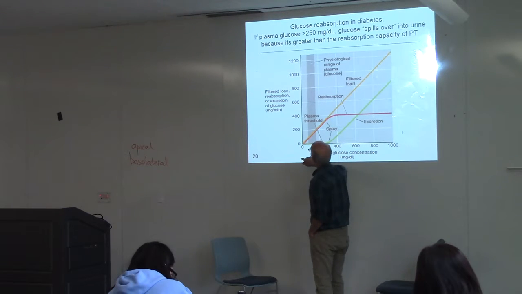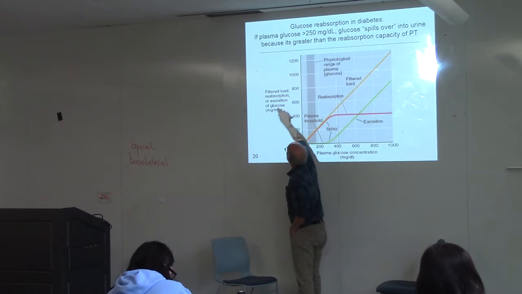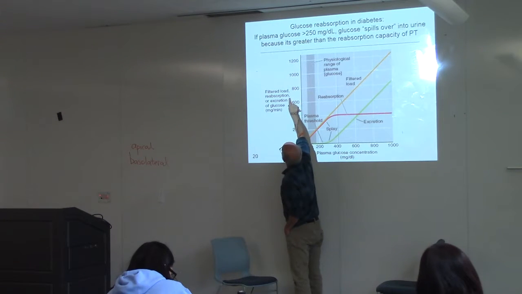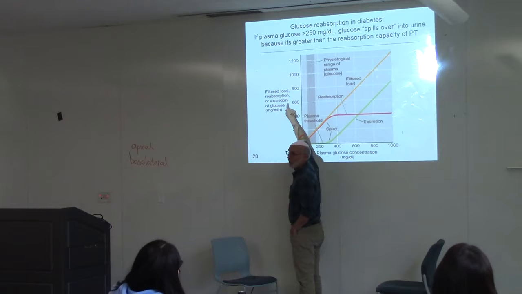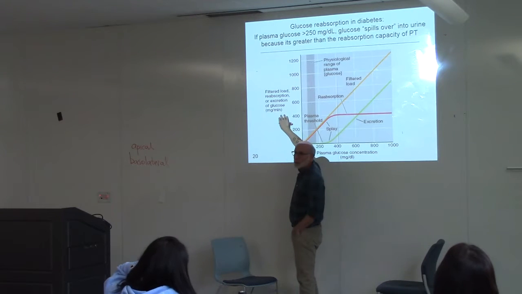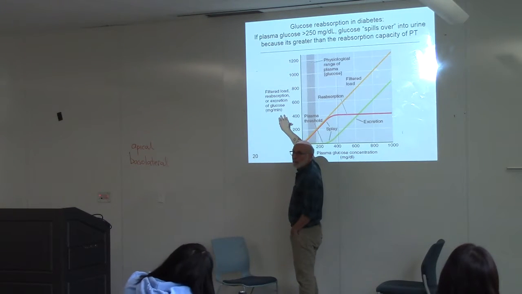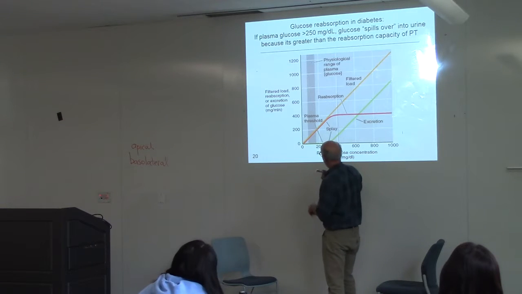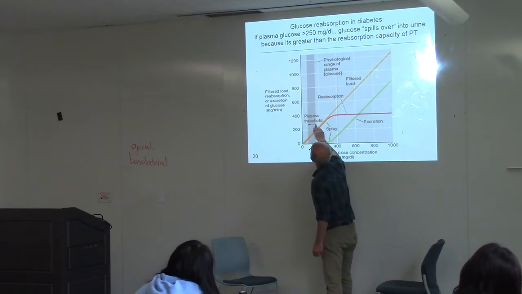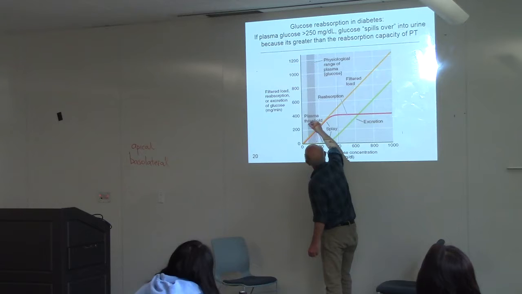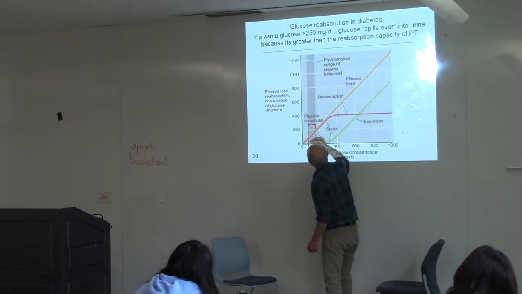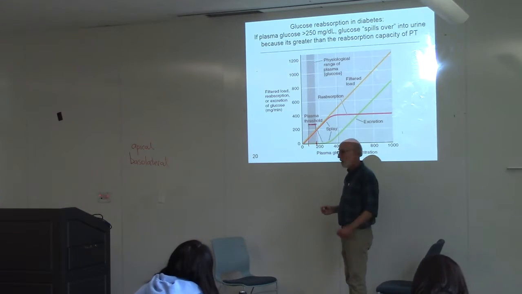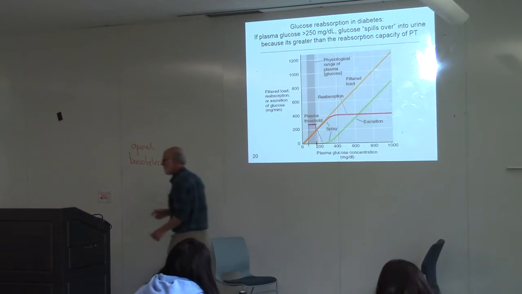So here is a graph of either filtered load, reabsorption, or excretion, depending on the color. Okay, so it's in milligrams per minute. This is the normal range right here of glucose in plasma.